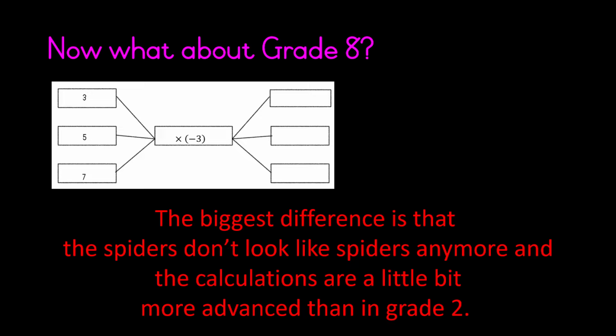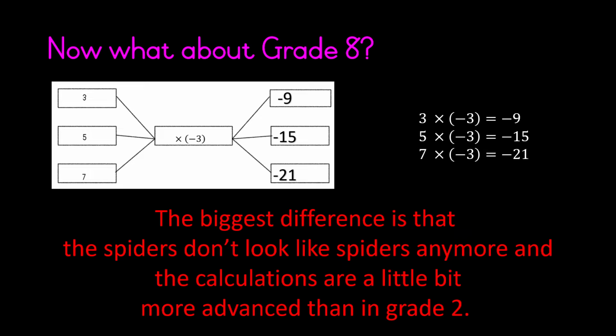So when we look at our grade 8 spider diagram, we have input values 3, 5, and 7. We have our rule that says you have to multiply by negative 3, and therefore we can take our input value 3, multiply it by negative 3 and get negative 9, which we can place as our output value. We can continue to do this with 5, place it in our output, and 7, which is negative 21. That is basically how our spider diagrams in grade 8 look.